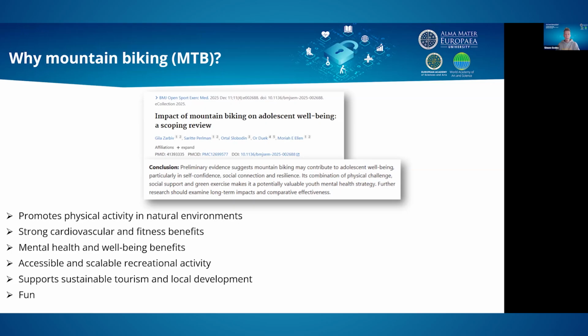Furthermore, mountain bike is accessible and scalable activity because around most of the cities today you can find a trail or network of trails that are freely accessible. And not only that, as a sport, it also supports sustainable tourism and the development of local communities. But let's not forget just about how fun and exciting it is to actually mountain bike.